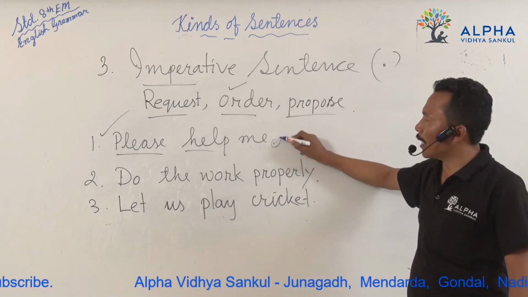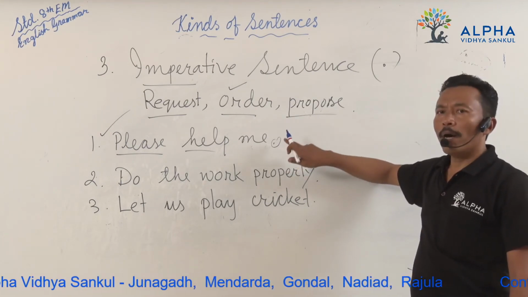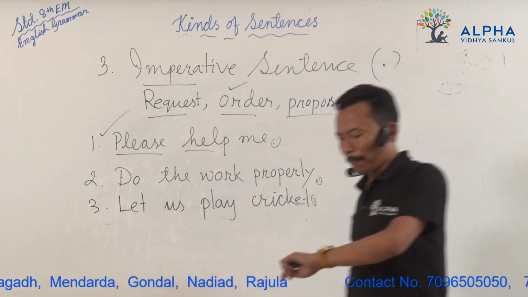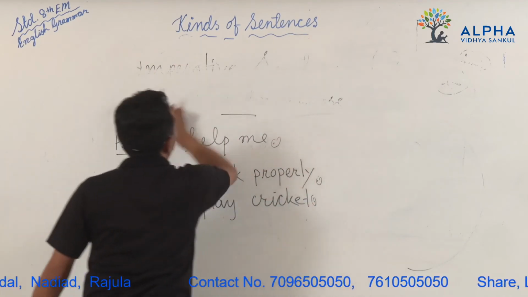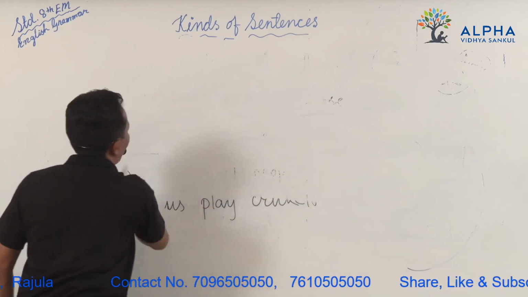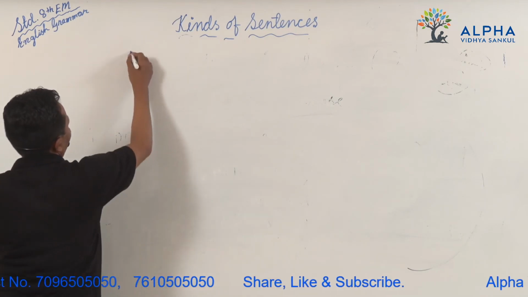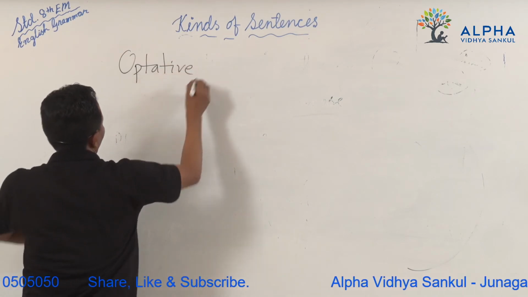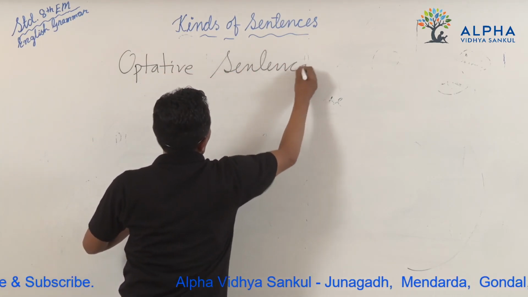But at the end of a sentence, like negative sentence and affirmative sentence, there will be a full stop. The fourth one is operative sentence. Operative sentence.